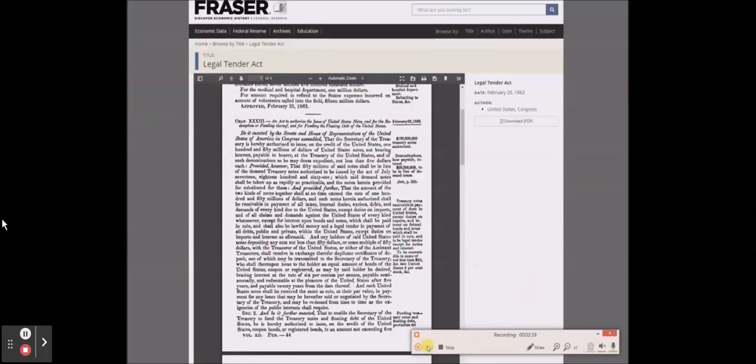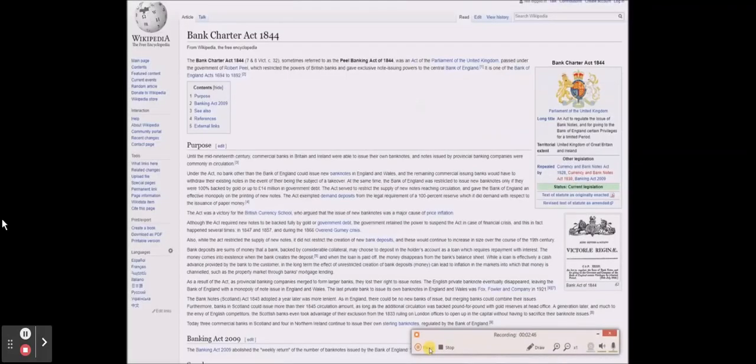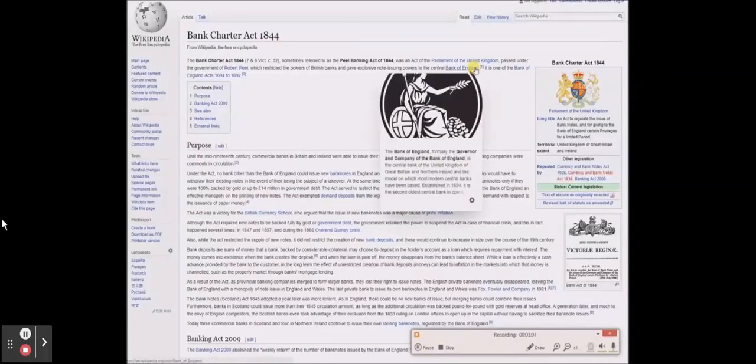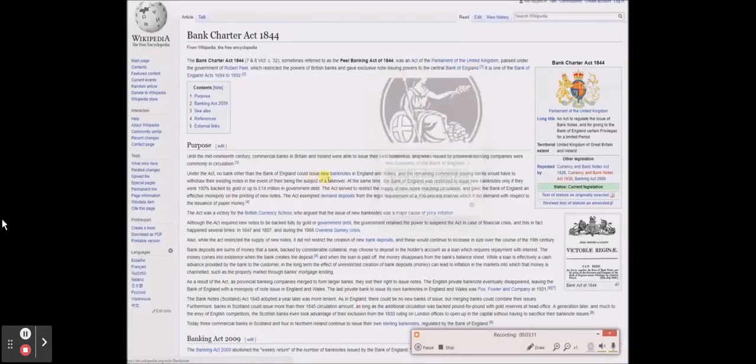Here's just a screenshot that I actually found of the Legal Tender Act itself. And I don't want to get confusing and off topic, but going on in the UK, you had a similar phenomenon where you probably had smaller banks issuing their own bills of exchange or paper currency, and then according to the Bank Charter Act of 1844, this is in the UK, you have the Bank of England taking exclusive authority over the issuing of banknotes.